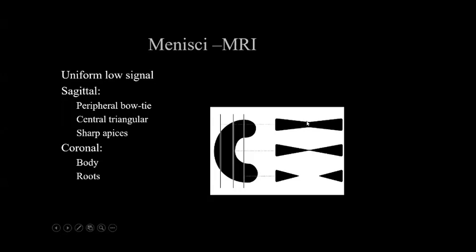you initially start with a bow tie-like appearance, and then you get more of a wedge-shaped structure, and then you get a triangular structure. So that's how the meniscus looks on the first slice, the second slice, and the third slice. Normally it should have this appearance. And this is important to understand because the discoid meniscus will not demonstrate this bow tie appearance or the wedge-shaped appearance or the triangular appearance.